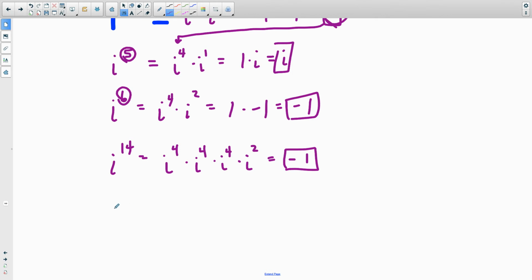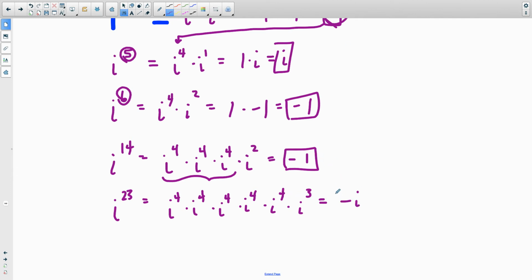Let's keep going. What's i to the 23rd power? How many of these am I going to have? We're looking to unpack all of the i to the fourths. We want to put i to the fourth as many times as we can without getting past the 23. So it's a multiple of fourths: i to the fourth times i to the fourth times i to the fourth times i to the fourth. That's 4, 8, 12, 16, 20. And then there's 3 i's left over at the end. What is i to the third power? Look back up here. i to the third power is equal to -i.